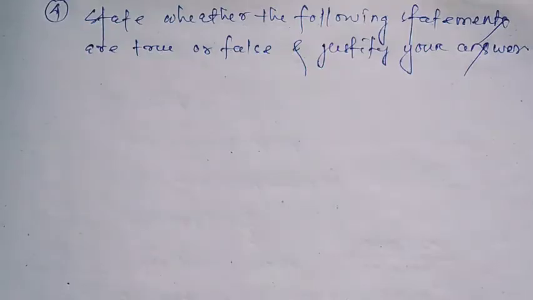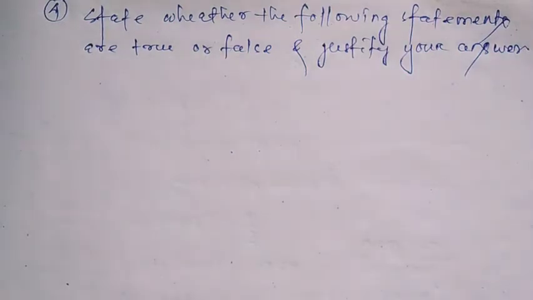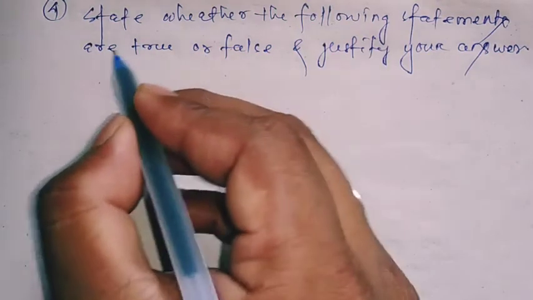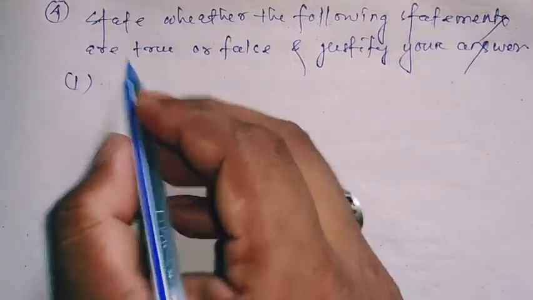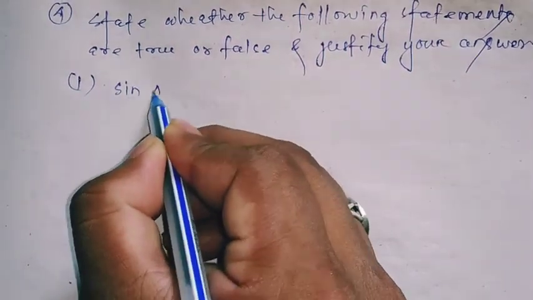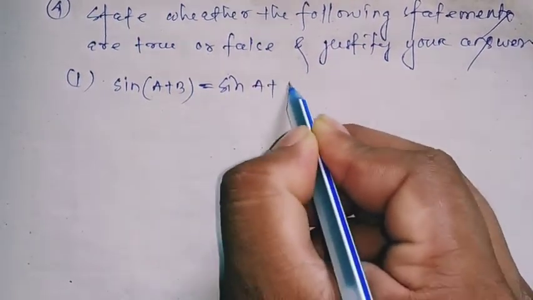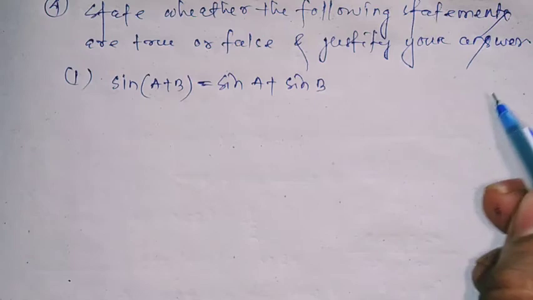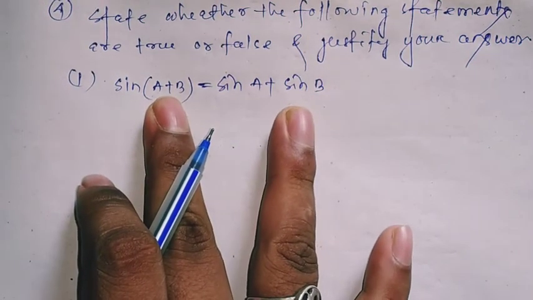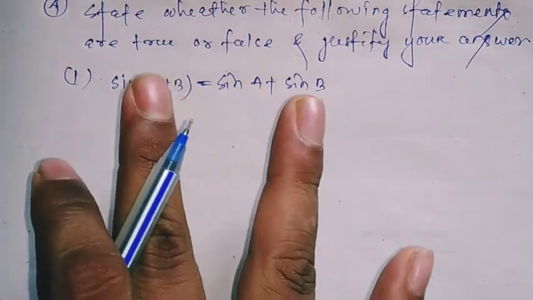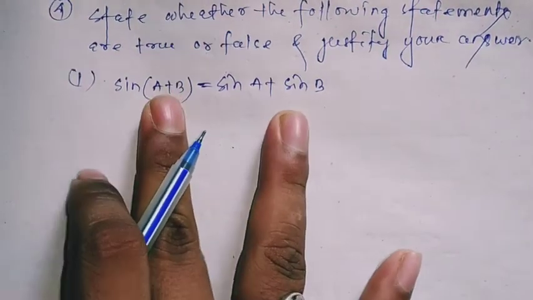So let's go to the next question. In question number 4, there are statements given. The question asks: state whether the following statements are true or false, and justify your answer. We will solve question number 1. Given that sin(A plus B) is equal to sin A plus sin B. We have to justify this. If this is false or true, you have to justify it.